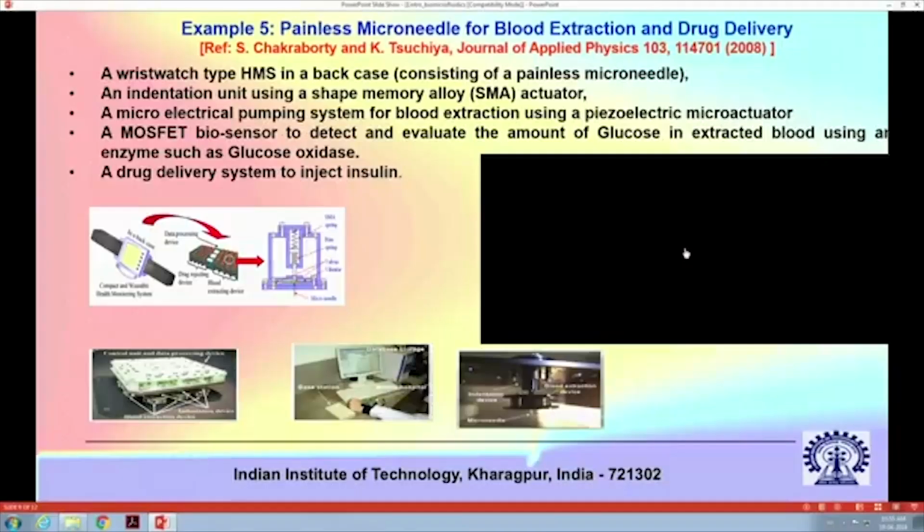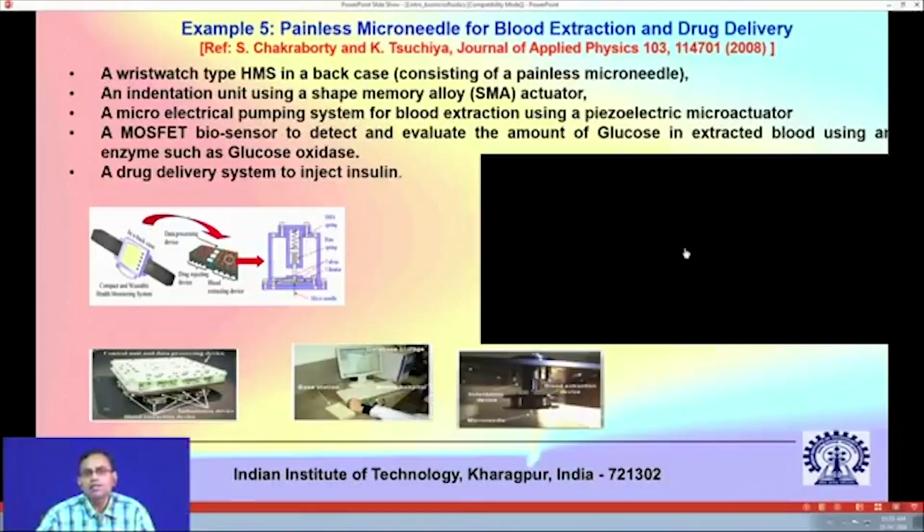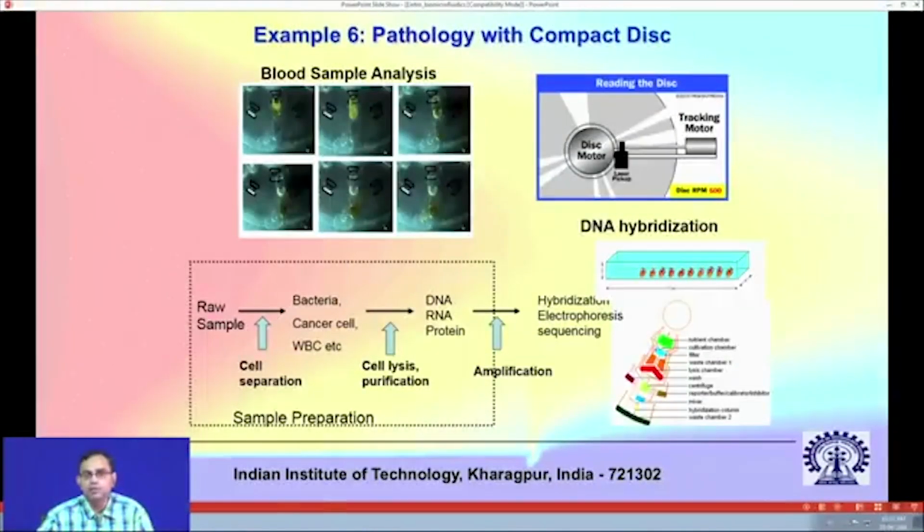and by surface tension driven flow, we will study surface tension driven flow later on in one of the lectures. The blood goes to a blood glucose sensor located in the same wristwatch, where it is a MOSFET based sensor, and there is an enzyme called glucose oxidase with which it reacts, and there is a colorimetric detection. Based on that, the glucose level is detected, and there is a smart insulin delivery system also associated with the same device. So, this is a very unique device, and this entire device is designed based on biomicrofluidic principles.